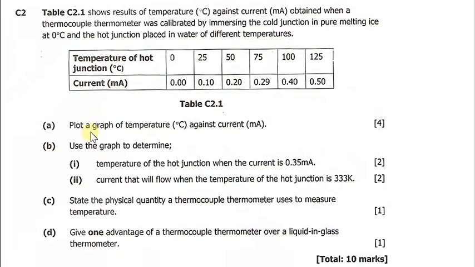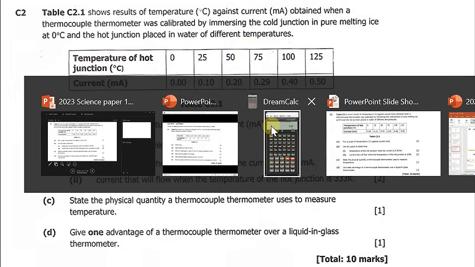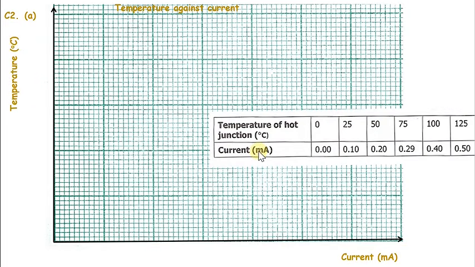Then A, they're saying plot a graph of temperature in degrees Celsius against current in millimeter amps. Okay, so this is what we would do there. So we are plotting a graph on 2A. Bring a graph of temperature against current. So that's what we are going to do. So we drew here. So here we had to put current in milliamps, then here temperature in degrees Celsius.